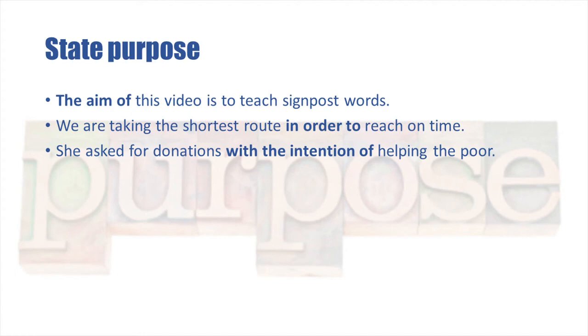I should have said that in the very beginning, but it doesn't make any difference. Whenever you're trying to tell the audience what you're going to talk about, you say the aim of this lecture, the aim of this seminar, the aim of this talk, the aim of this discussion, etc. So you're stating the purpose there.